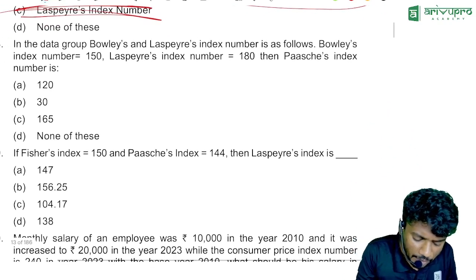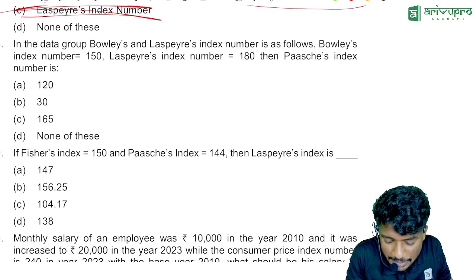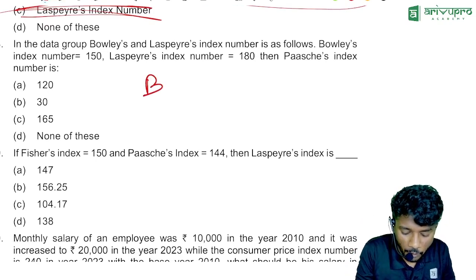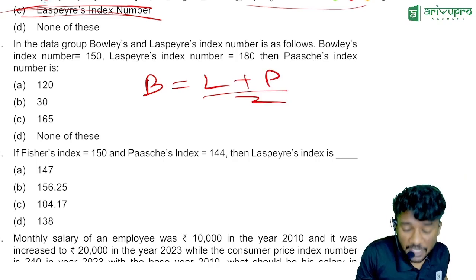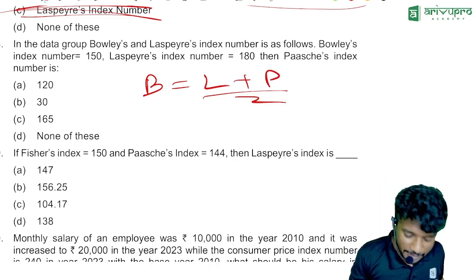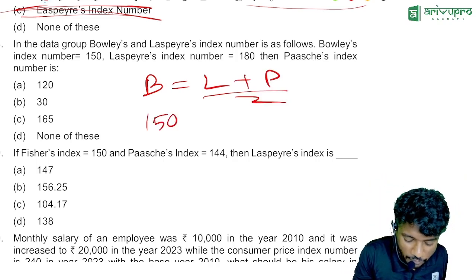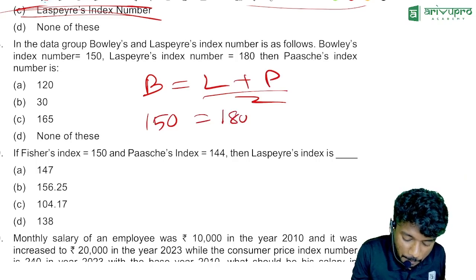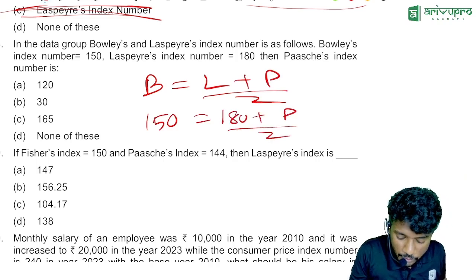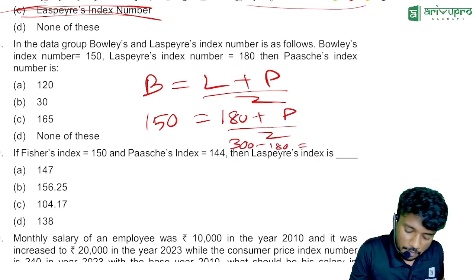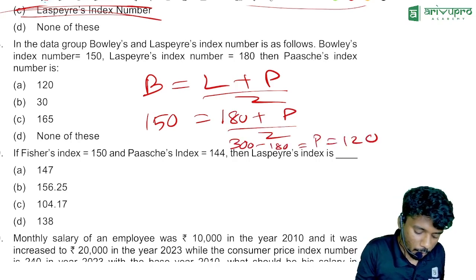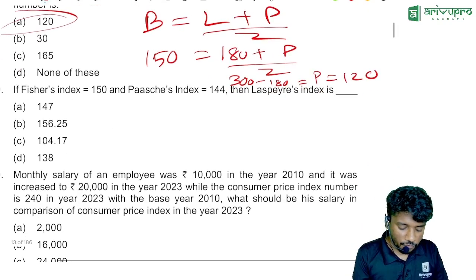Now, in a data group, Bowley's and Laspeyres' index number is as follows. What is the formula for Bowley? Bowley is equal to the arithmetic mean of Laspeyres and Paasche, L plus P divided by 2. So, Bowley is how much? 150 is equal to (180 plus P) divided by 2. So, 300 minus 180 is equal to 120.